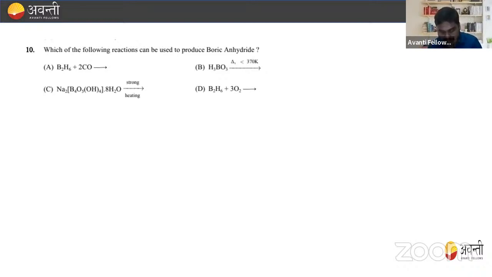Boric anhydride, right? Can anyone tell me how you will write the formula of boric anhydride? Boric anhydride has a structure like O, B, O, then again B, then double bond O. This is the anhydride, so this is called boric anhydride. That is B2O3. This is nothing but B2O3, and this is called boric anhydride.